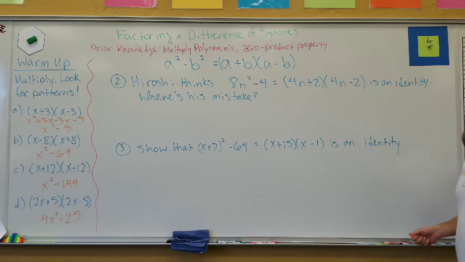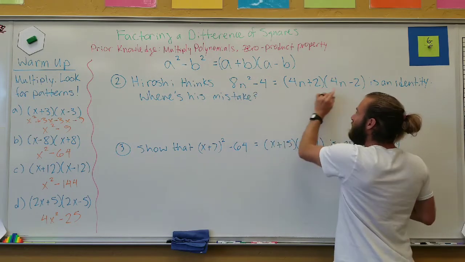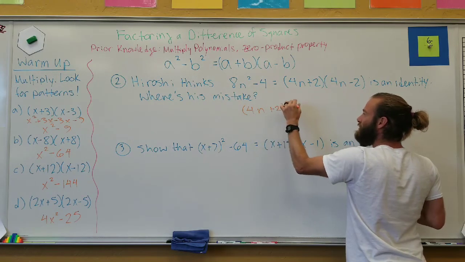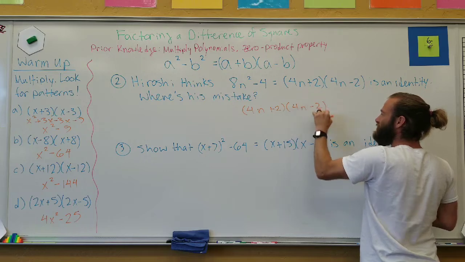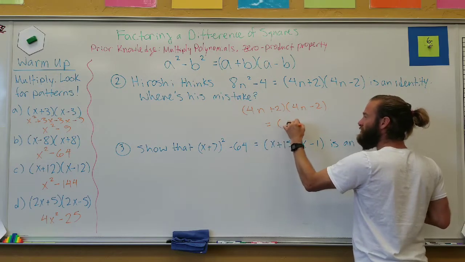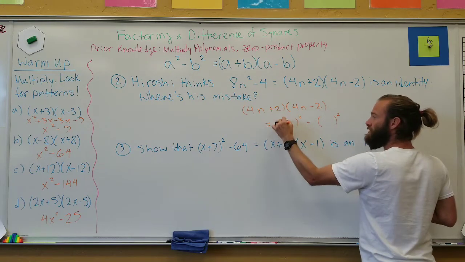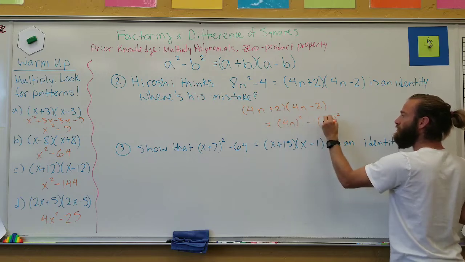Okay, so number 2 is fairly simple. Remember, you could describe this many ways, but the way I'm going to start with this one: 4n plus 2 times 4n minus 2, we know that that's equal to the first thing squared minus the second thing squared, right? So that's going to be 4n all squared minus 2 squared.